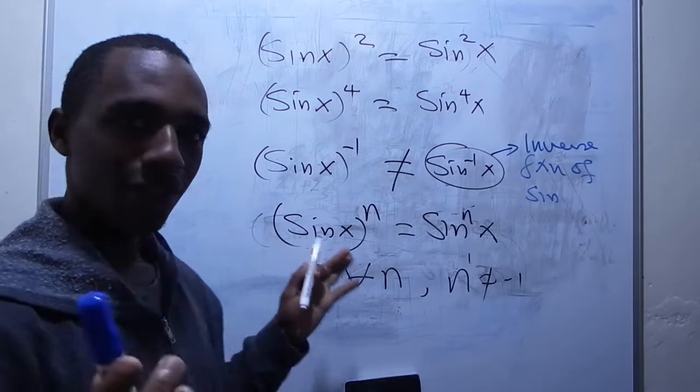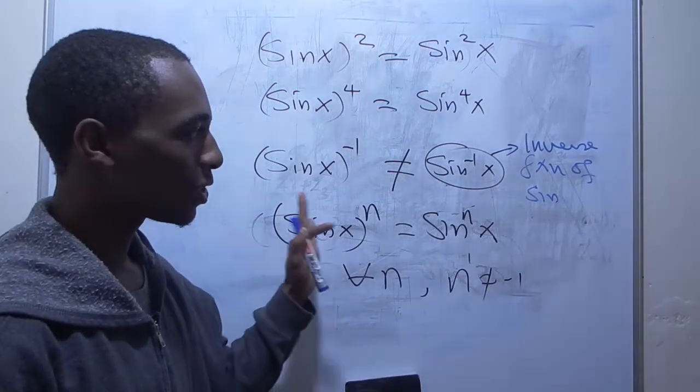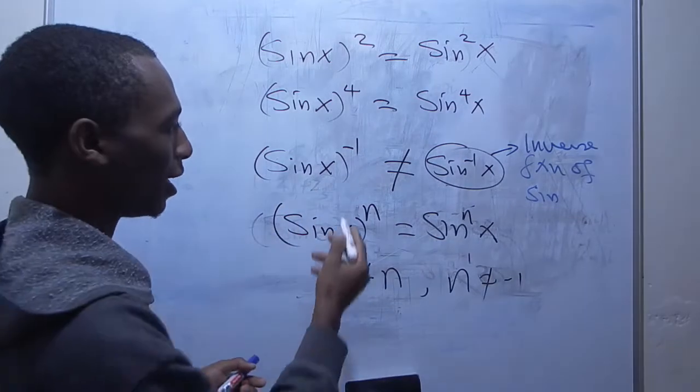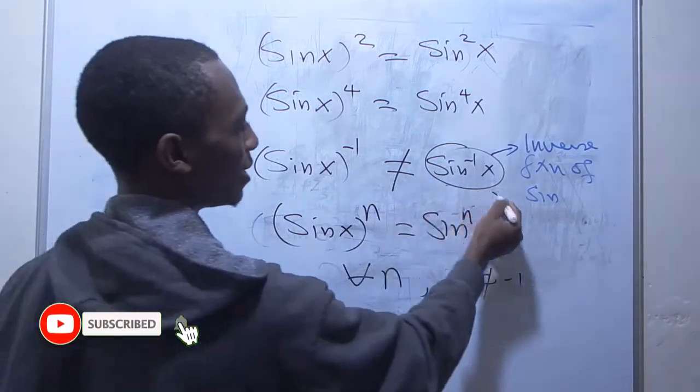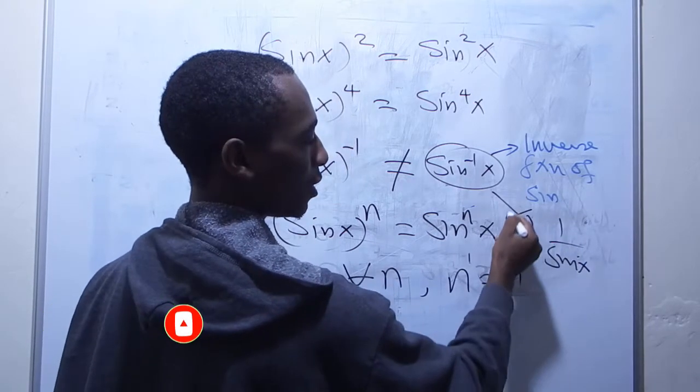So I just thought this is something interesting to share with you, because I find a lot of math students confuse this and think that this is the same as 1 over sine x, which is not the case definitely.